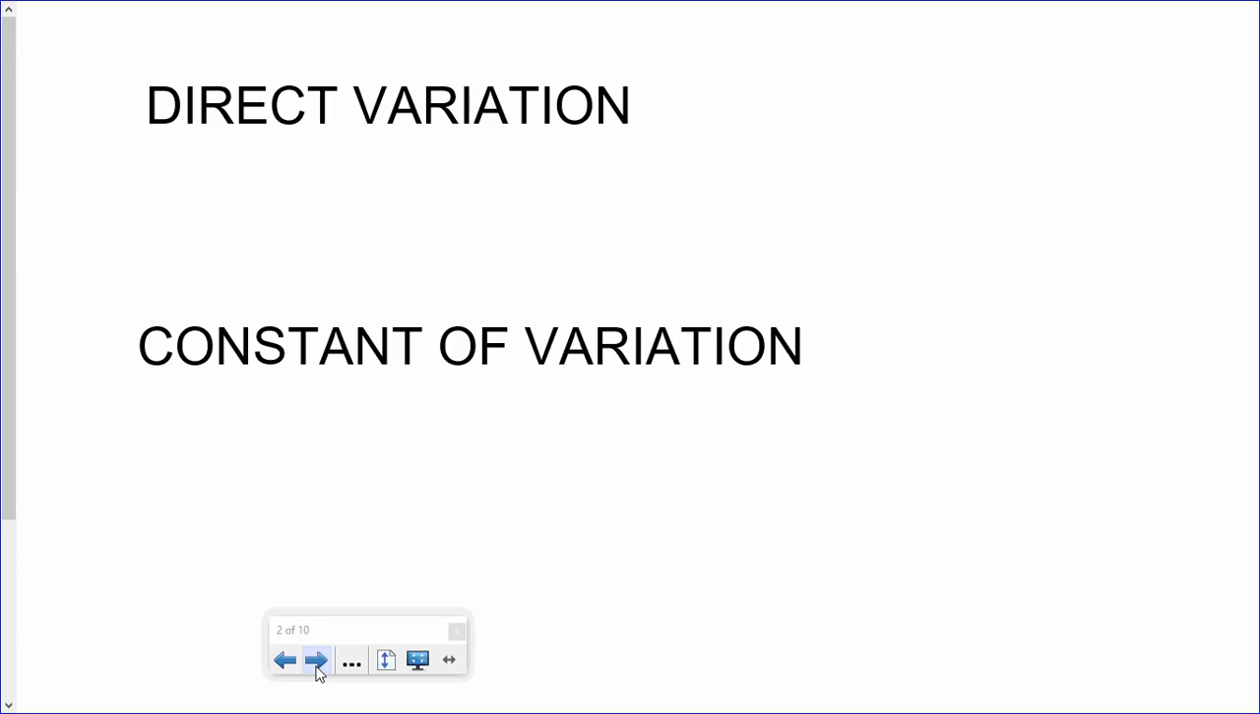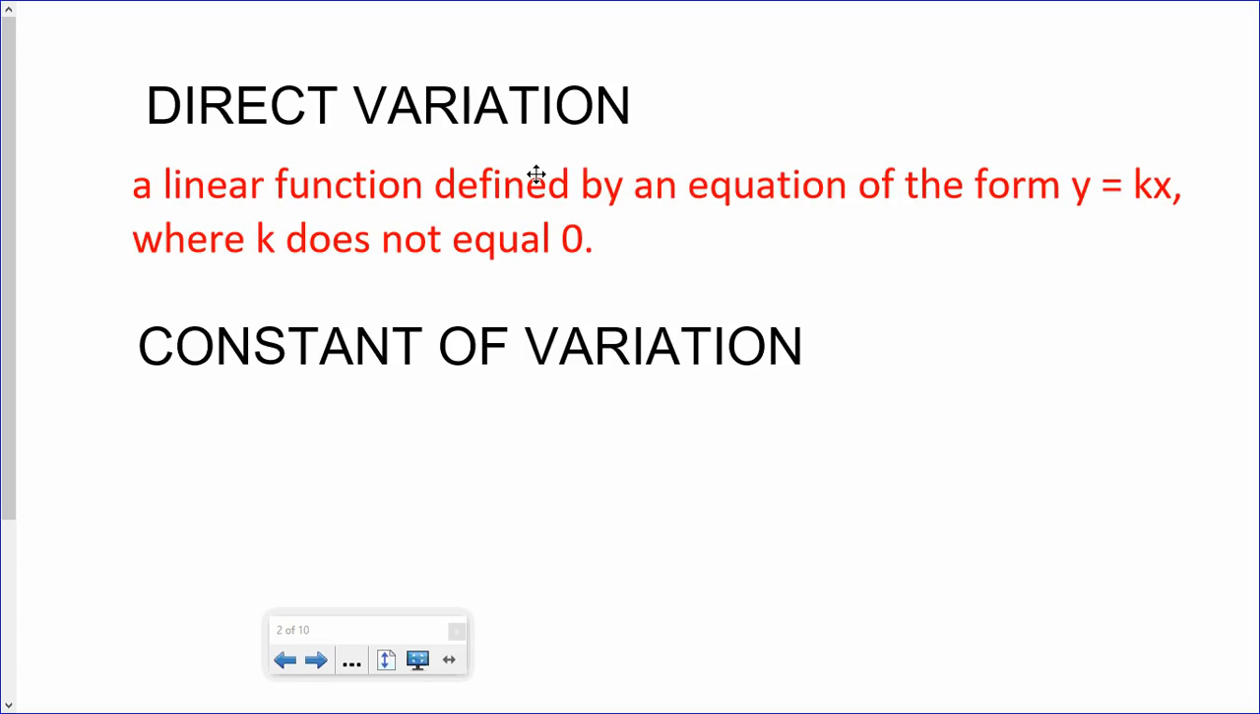So direct variation. A direct variation is a linear function, so it's going to make a line when you graph it, still dealing with x and y, defined by the equation of the form y equals kx. So very similar to slope-intercept form, except it just doesn't have an intercept on the end. There's no b and there's no m. And for this situation, k does not equal 0. So it's not going to be a horizontal line. It's also not going to be a vertical line, so you don't have to deal with any horizontal or vertical in this whole situation, okay?